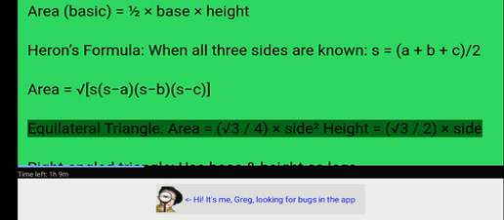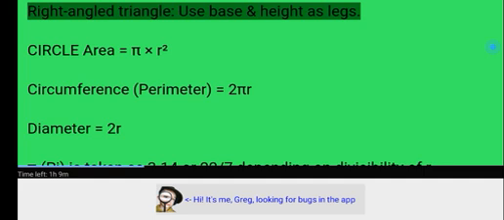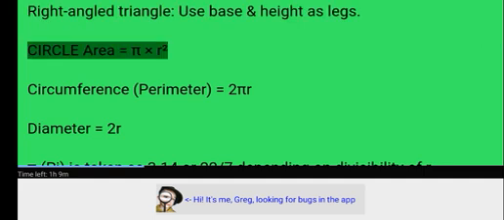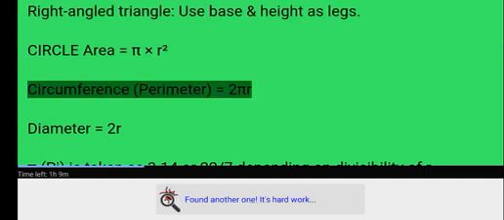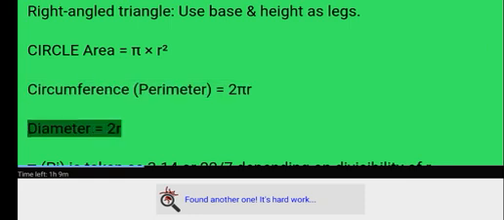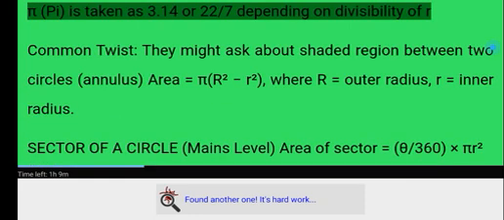Equilateral triangle: area equals root 3 over 4 times side squared, height equals root 3 over 2 times side. Right angled triangle: use base and height as legs. Circle: area equals pi times r squared. Circumference, or perimeter, equals 2 pi r. Diameter equals 2r. Pi is taken as 3.14 or 22/7 depending on divisibility of r.